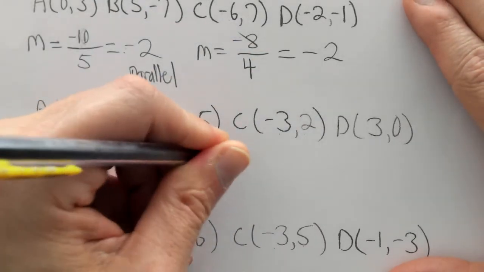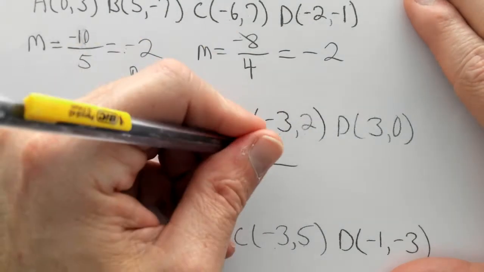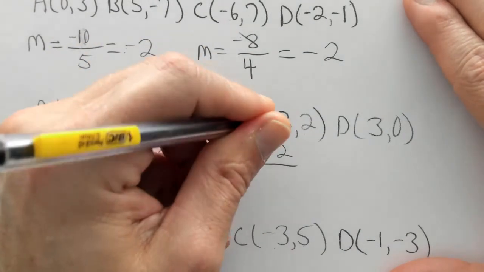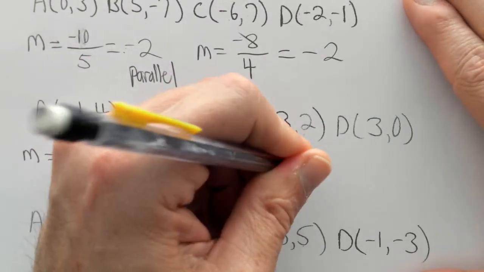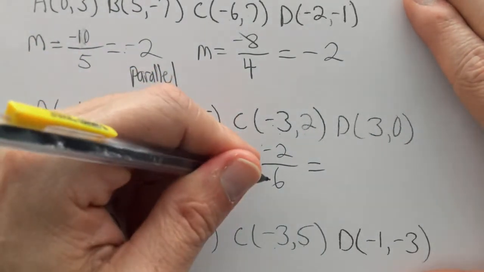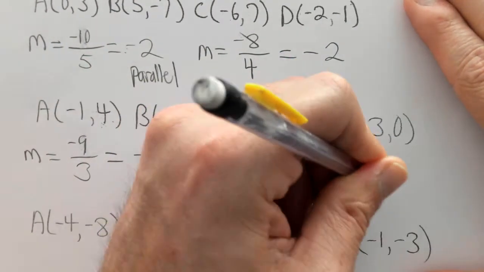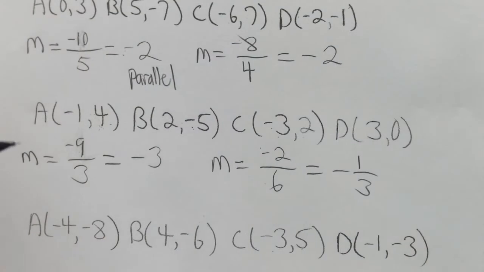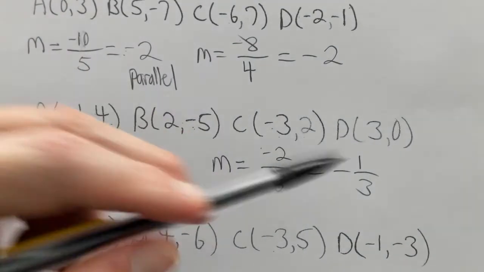So I want to find the slope again. Go ahead and write out my fraction. The top number is the change in y from 2 to 0. That's going down by 2. And from -3 to +3 is going up by 6. Let's reduce this down. Negative divided by a positive is a negative, and 2 over 6 reduces to 1/3. Alright, so the slope of AB is -3. The slope of CD is -1/3.